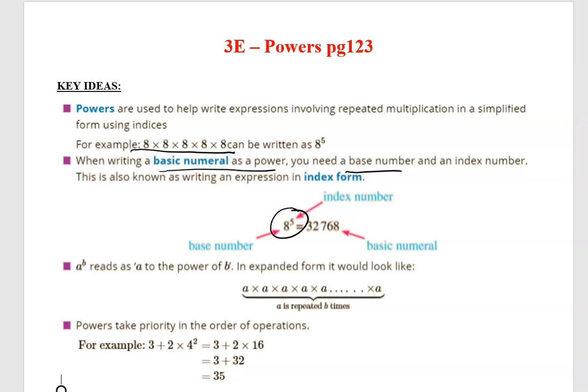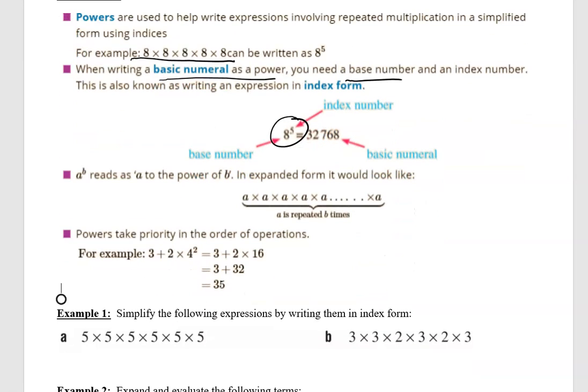So you multiply 8 by 8, that's 2, times 8, that's 3, times 8 times 8. Or more generally, a to the b. A is the basic numeral, to the power of b, would be written out like this. A times a, however many times, would be a to the power of however many a's we've got there.